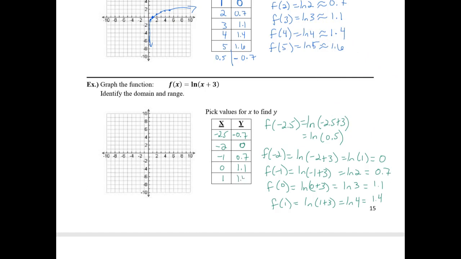And now I'm going to graph these. So I had negative 2.5 for x, gave me negative 0.7 for y. Then negative 2, 0, negative 1, 0.7, 0, 1.1, and 1, 1.4.